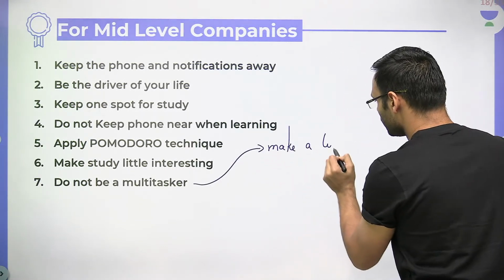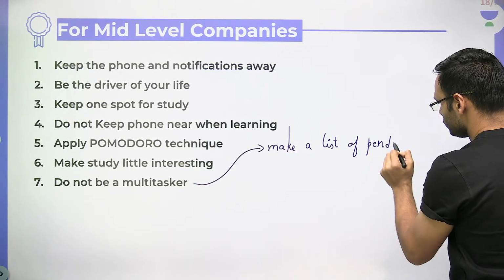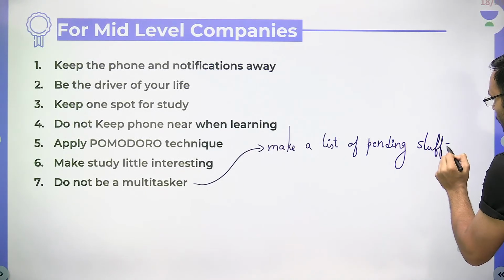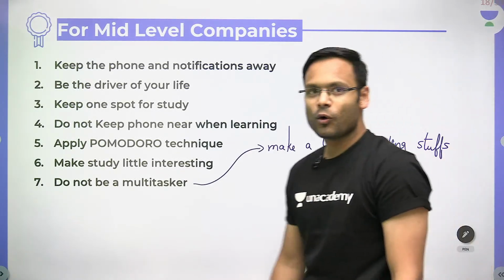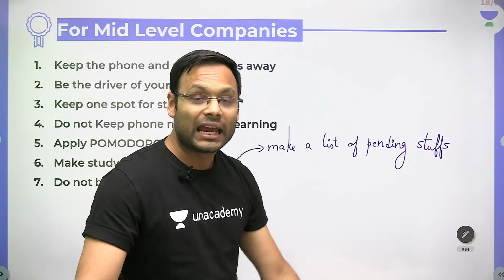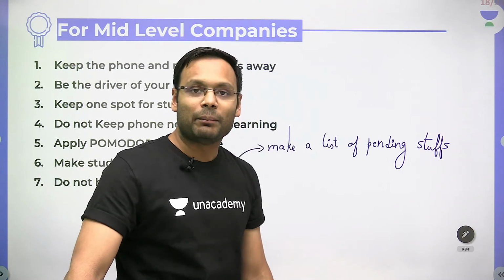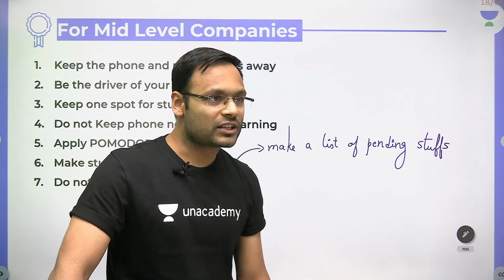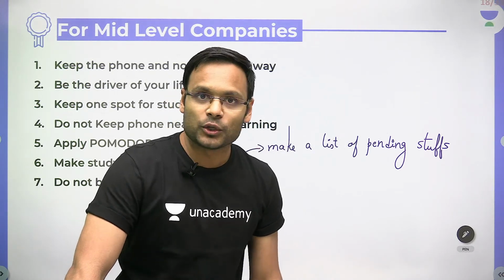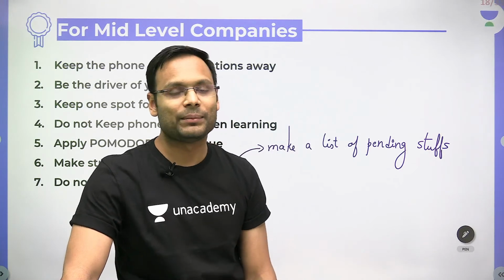Make a list of pending stuff. What are the things pending? Two lectures are still pending to watch just because I missed them, or maybe two lectures are still remaining to rewatch for revision purposes and making notes. One lecture is remaining to watch completely. Two chapters of PYQ are remaining, and a few questions are remaining to practice, DPP, etc.